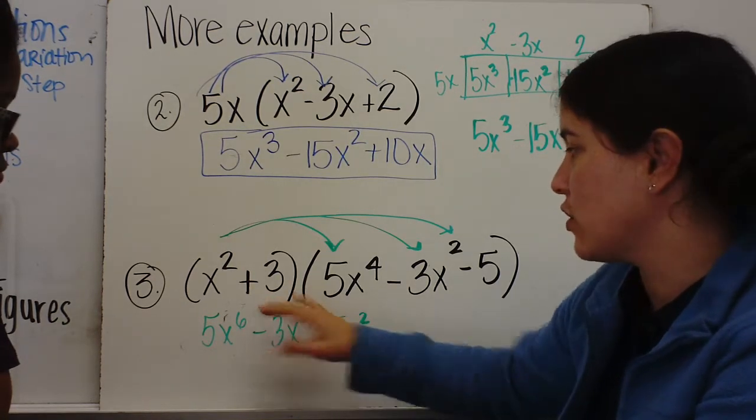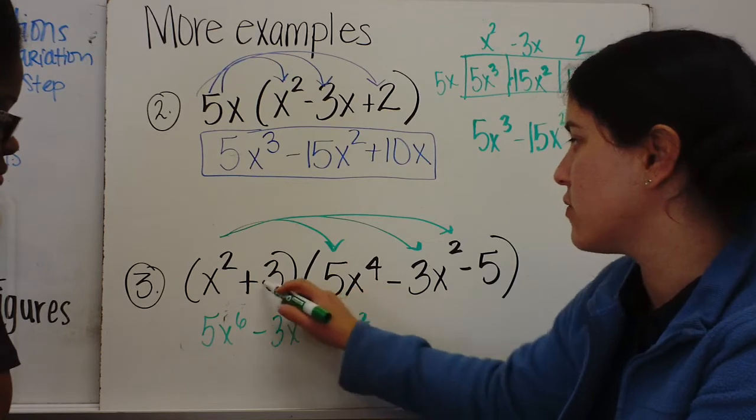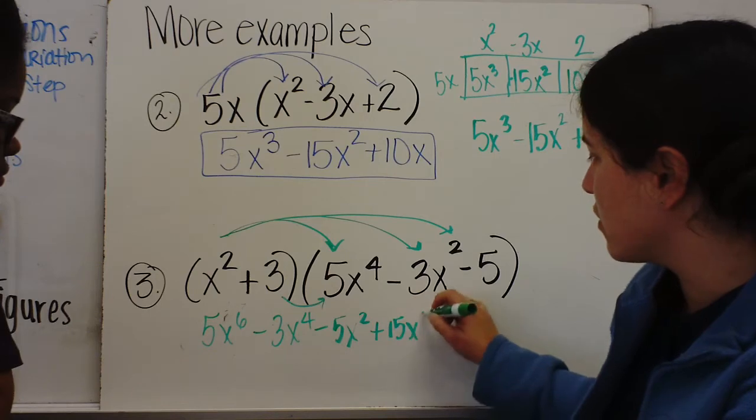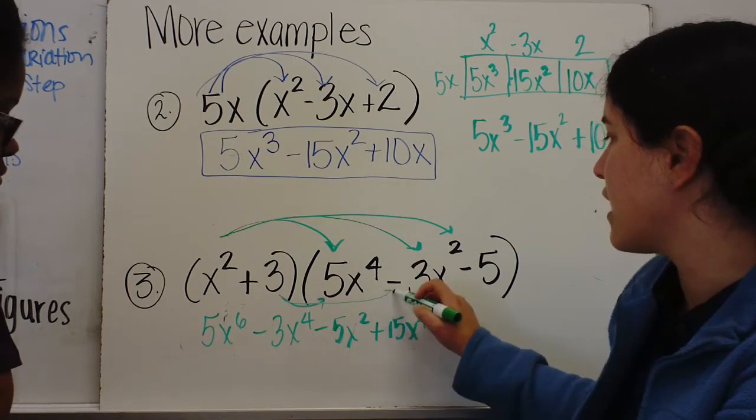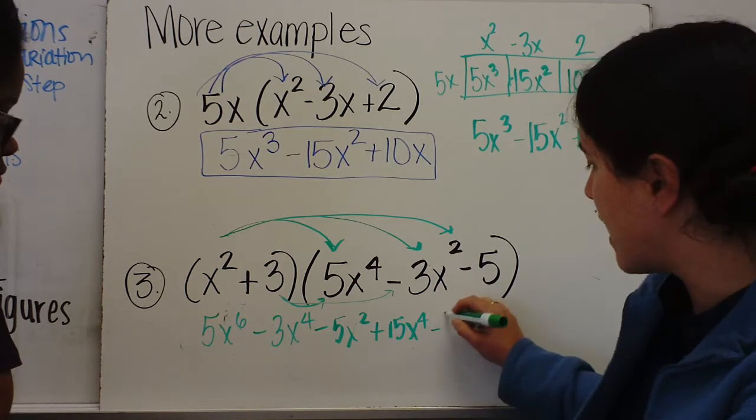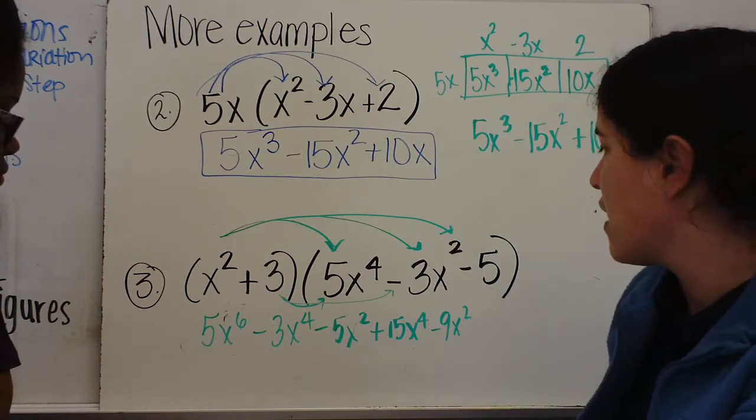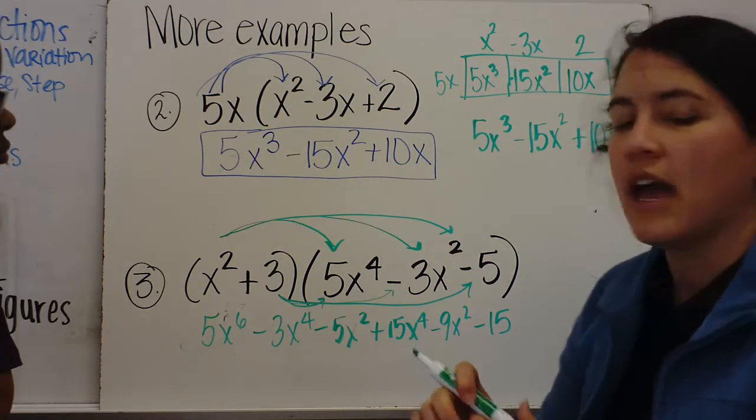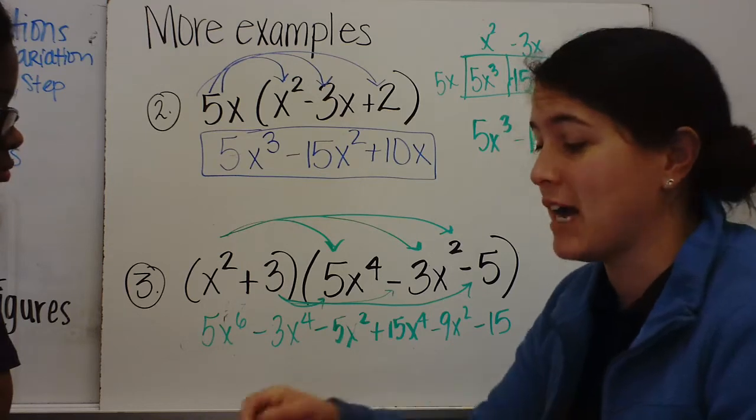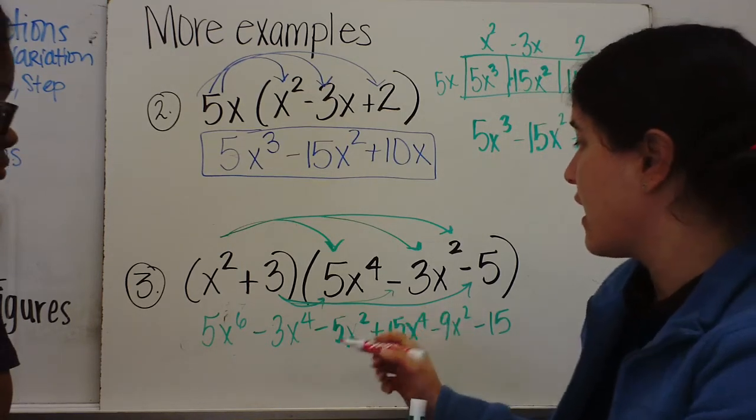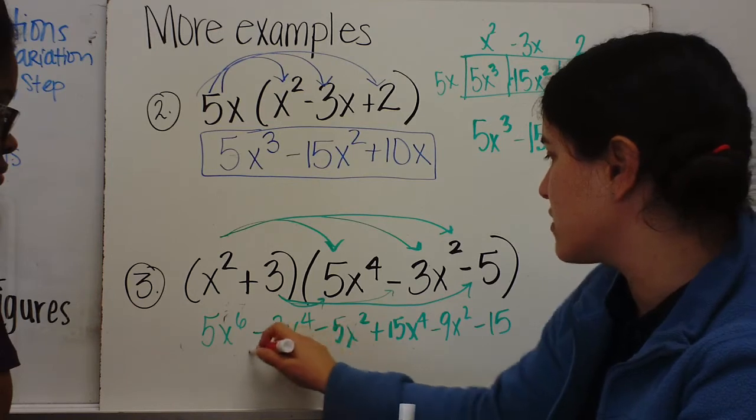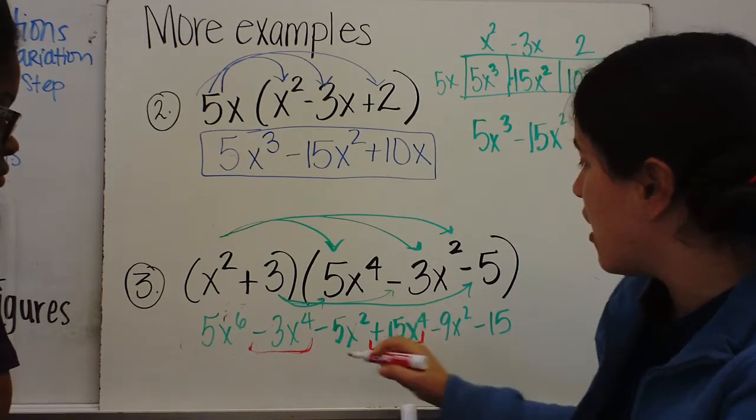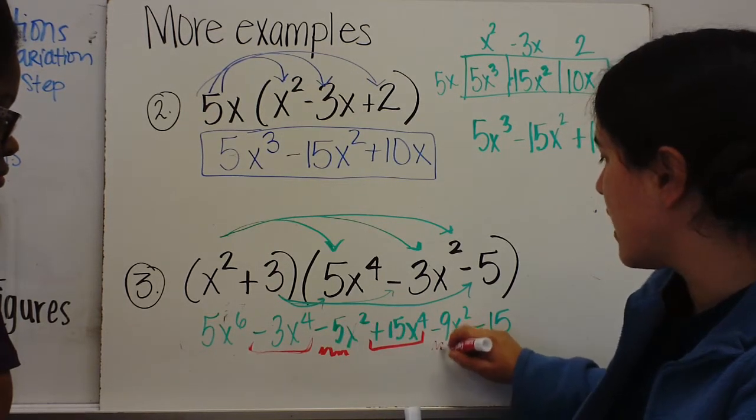Then you take the second term and you're going to multiply it by each of the 3. So 3 times 5x to the 4th is 15x to the 4th. 3 times negative 3x squared is negative 9x squared. And 3 times negative 5 is going to be negative 15. After you've multiplied them out, we combine like terms, like before. I see I have a negative 3x to the 4th and a 15x to the 4th, so that's one thing I can combine. I also see a negative 5x squared and a negative 9x squared.